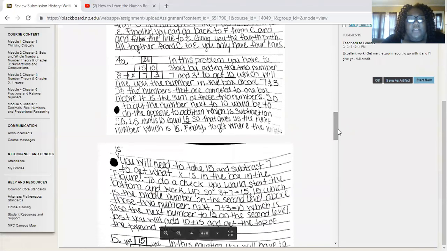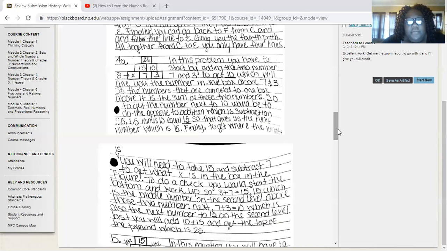In this problem, you have to start by adding the 2 numbers, 7 and 3, to get 10, which will give you the number in the box above 7 and 3, in the middle of 7 and 3, going upwards from the bottom line. The numbers that are connected to the box above it, that box is the sum of those 2 numbers. So to get the number next to 10, you do the opposite of addition, which is subtraction. So 25 minus 10 equals 15. So that gives you the next number, which is 15.